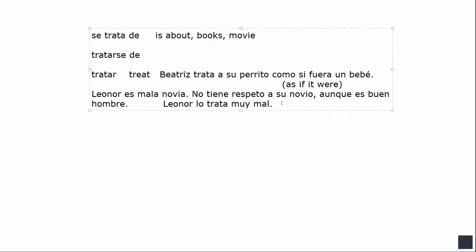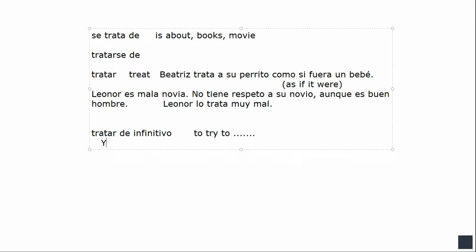So tratar can mean to treat, but we also have something called tratar de, but notice, not se trata de. Tratar de plus infinitivo. If I tag on a second infinitive, a not conjugated verb, this is going to mean to try to. So this shows you a little bit of how verbs morph when they use se or when they don't use se. So tratar has a few meanings.